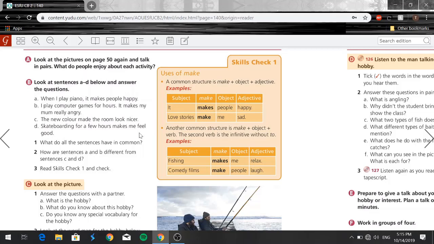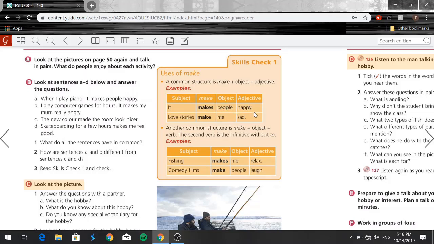So now let's answer the questions. What do all the sentences have in common? And that is where we transition from this exercise to skills check 1. Right, so here we have in skills check 1 the uses of make, right? The common structure in a sentence when using the word make is make plus object plus an adjective. So for example, it makes people happy, right? You have it as the subject, make or makes, both are correct. Depends just on how you use it or where its place is in the sentence.